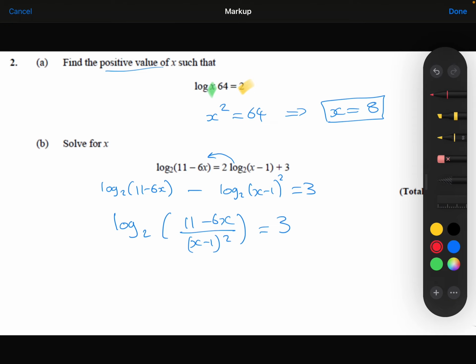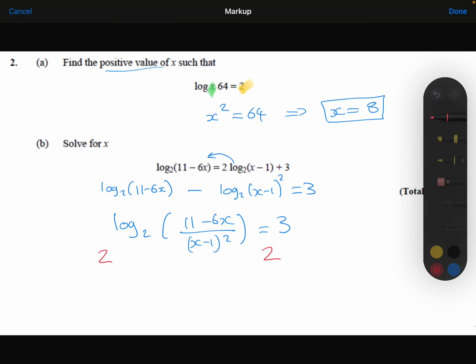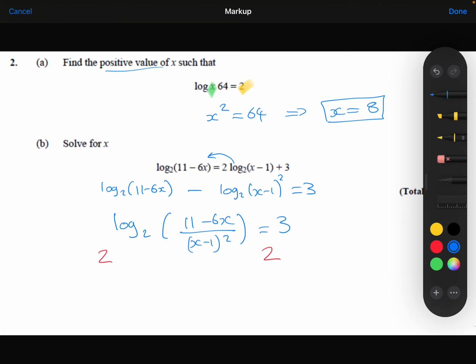The inverse of log base 2 is 2 to the power. So if I do 2 to the power on both sides, 2 to the power log base 2 cancels out and just leaves me with the 11 minus 6x over x minus 1 squared. 2 to the power 3 is 8.